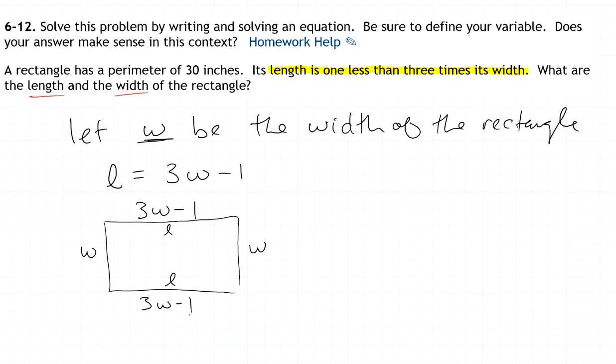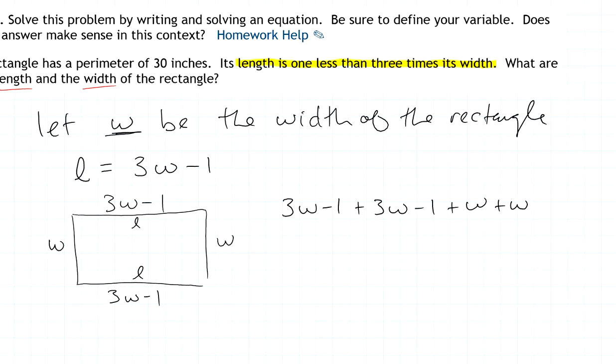But for example, I could write this equation, 3W minus 1 plus 3W minus 1. That's the 2 on the top and the bottom. And then plus W plus W, that's the left and the right. So if you look at it, I've got 2 of the lengths plus 2 of the widths, and that has to equal my perimeter of 30. Now this quickly collapses to a fairly simple looking equation, right? If you look at it, I've got 3W and 3W, that's 6, 7, 8.